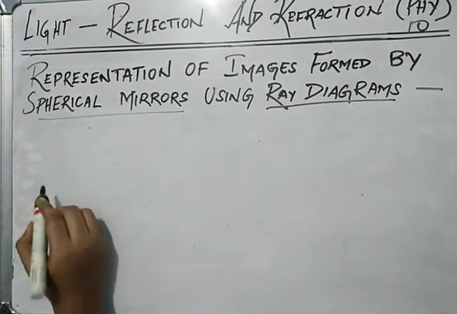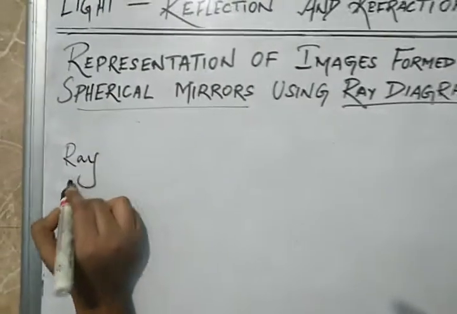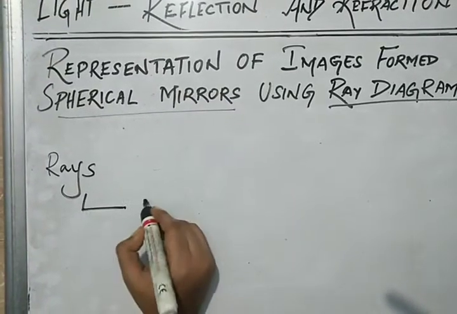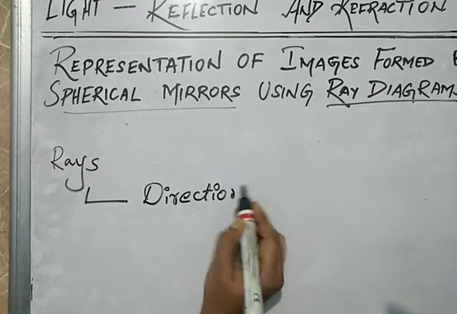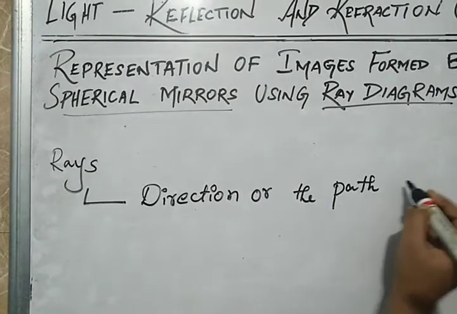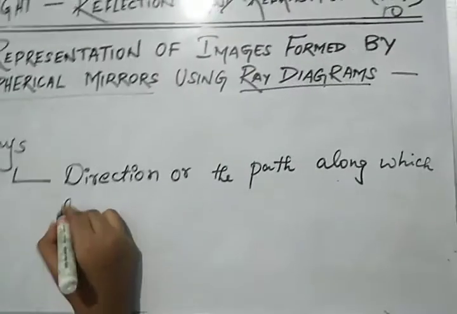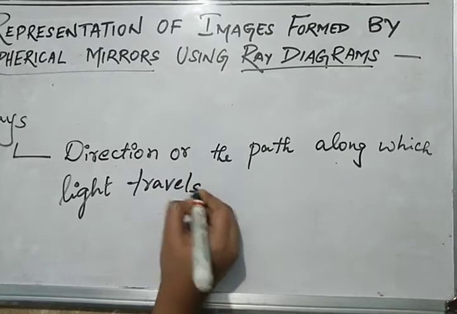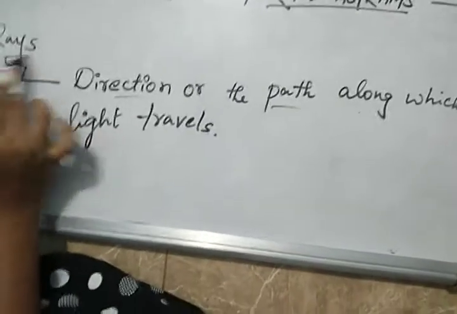So first of all, we know that light travels in the form of rays. But what is a ray? Ray is the direction or the path along which light travels. Okay, the direction or path along which light travels is known as ray.